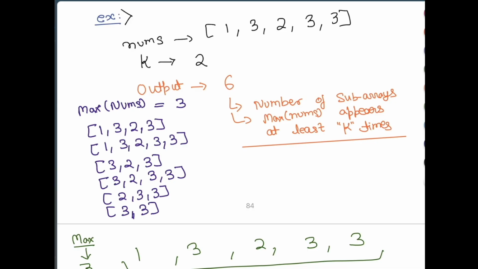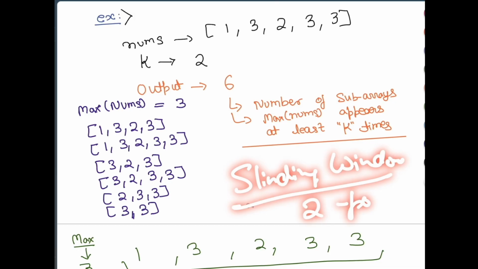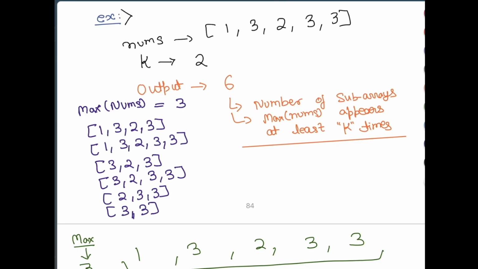Now this question, if it seems confusing to you, let me just tell you that this is very simple to solve. You just need to know about sliding window and two pointer technique. So if you know about these two techniques, then this question is going to be really easy for you. Now suppose you don't know about this algorithm, then how can you solve it?